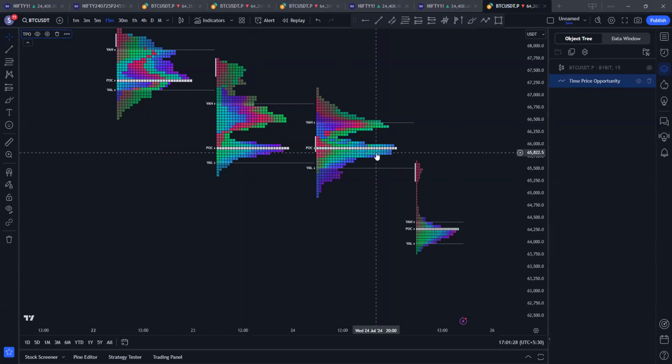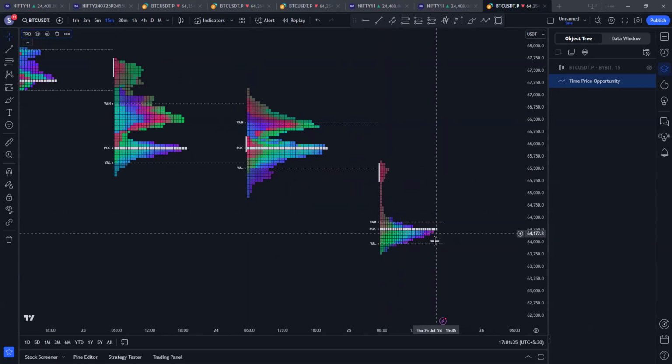These are different types of TPOs. I will be covering them in future videos. As of now, you get the idea. This is just how TPOs are formed. It's like you pushed all the candles on one another, and now you have the full thing.